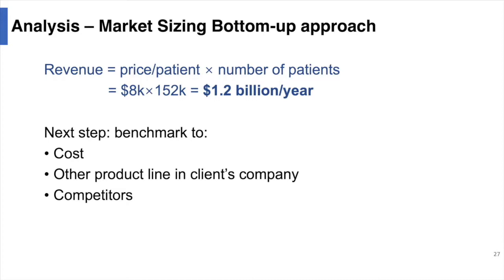First is our cost, because we want to look at the profitability eventually. So we have to make sure our cost is not very high so that we can be profitable or at least break even. And then the second thing, we can also look into the other product lines in the client's company to compare or also to prioritize resources within the company. If our product can make significantly more profit than other product lines, then we can probably focus more on this product and reduce the cost and even make more profit from it.